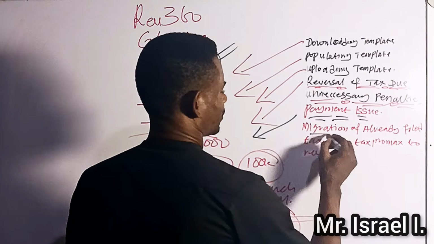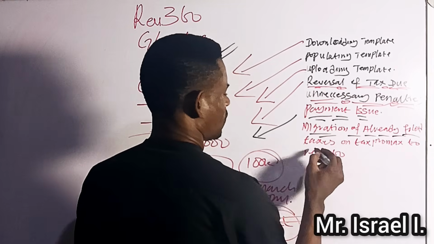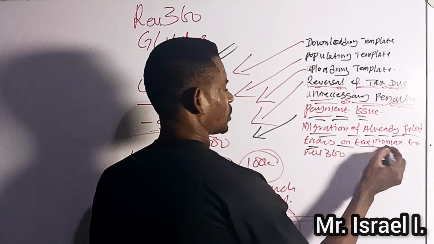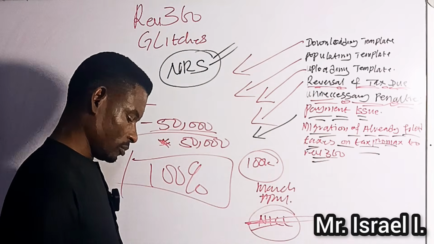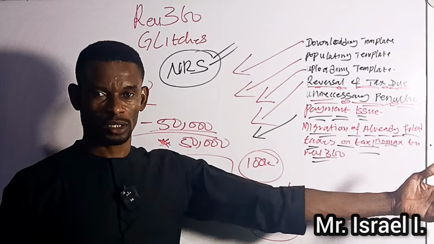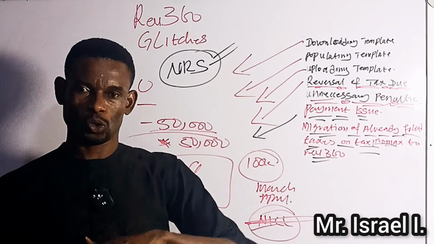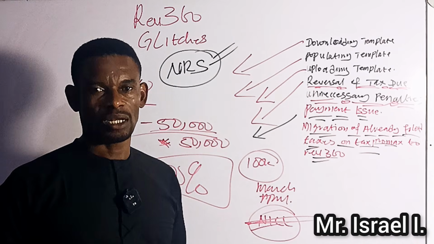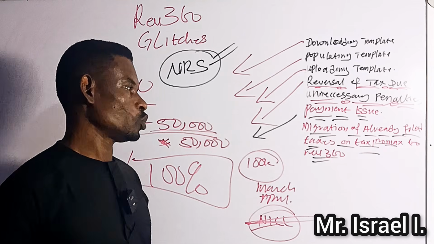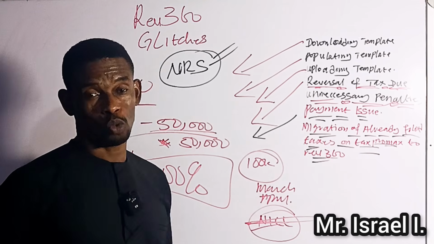Next one is migration of taxes already filed on TaxPromax. I think I've mentioned this already, that most of the things people had filed initially on TaxPromax were migrated to Rev360, and they were asked also to file the same thing again. So those are issues that I believe they will all settle.